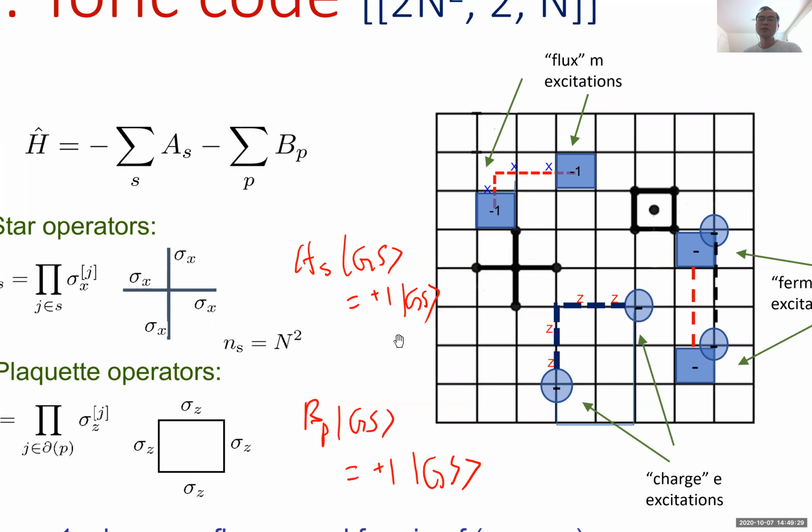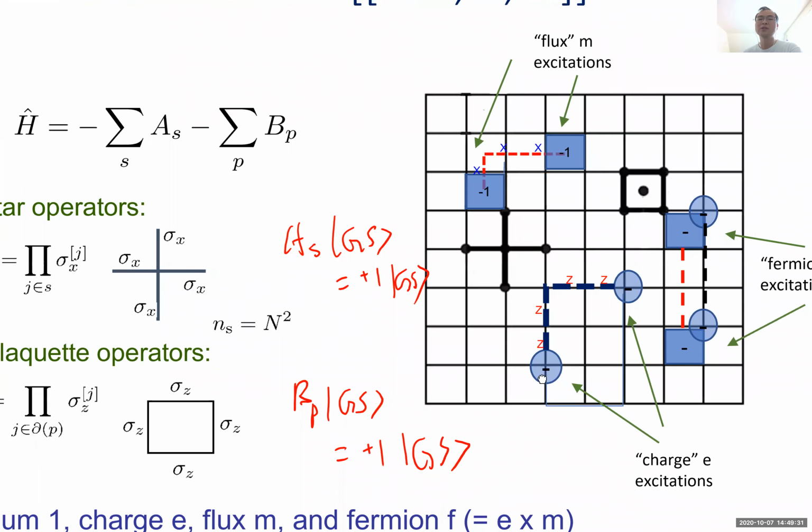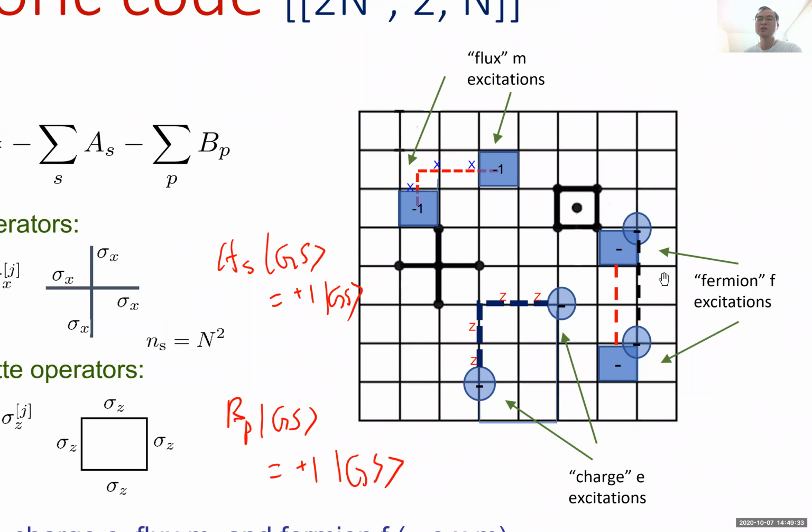And there, in addition to the charge excitation and flux excitation, there is another kind of excitation consisting of a bound pair, E and M. As illustrated here, this is an E, this is an M. If you try to make them bound together and move together, these form fermionic excitations.